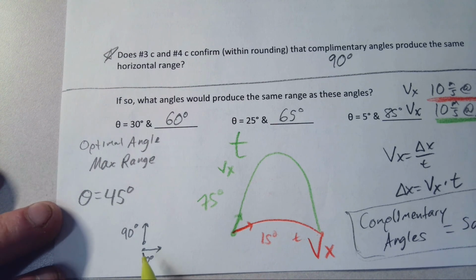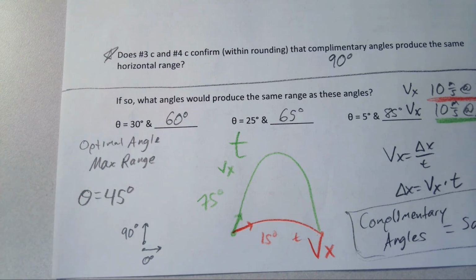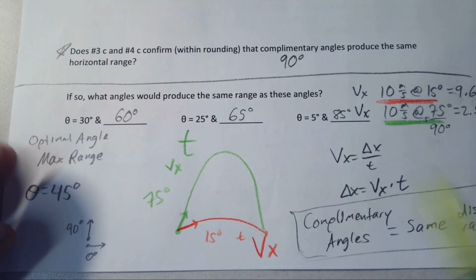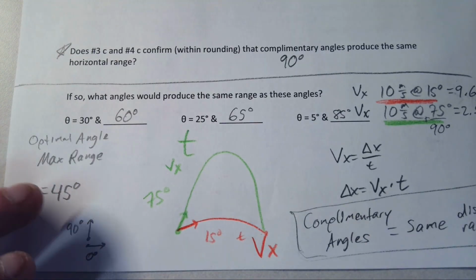And if you have an object that is on the ground and you kick it sideways, it's not in the air for any amount of time. It didn't move. So 90 degrees plus 0 equals 90. Even these complementary angles show that it's not going to move. It's going to have the same distance, which is nothing. That kind of wraps up the conceptual part of that right there.